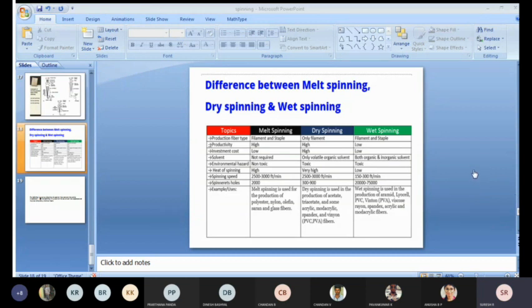The difference is very important. Everyone kindly note the differences between the three different types of spinning. Kindly make it fast.